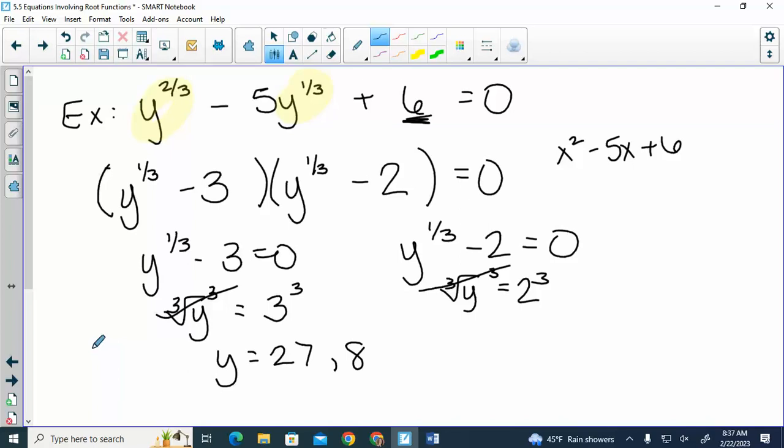I just cleared my whole problem out. I'm not doing it anymore. 27. That's crazy. 27 works. And so did 8. Alright, so both work.